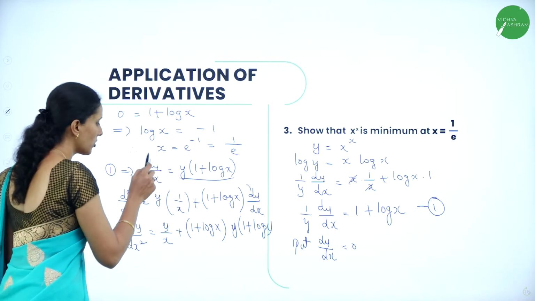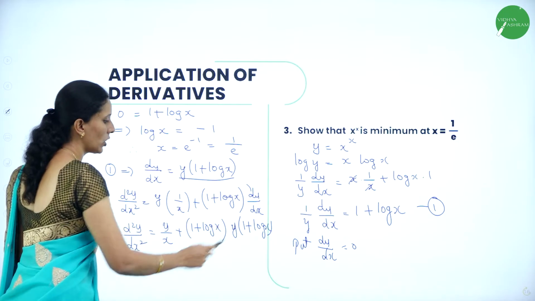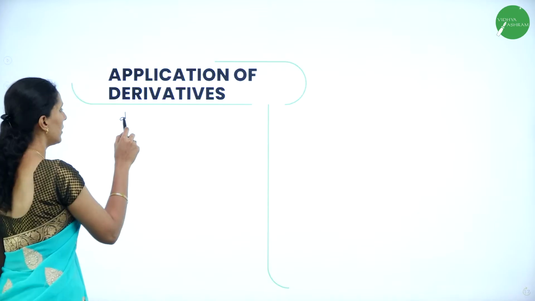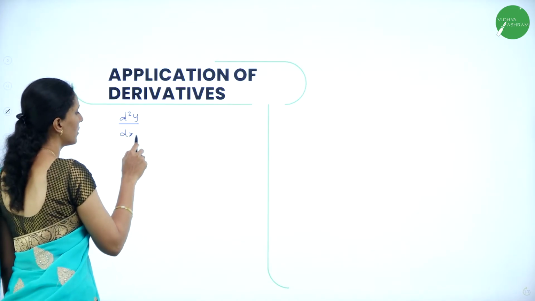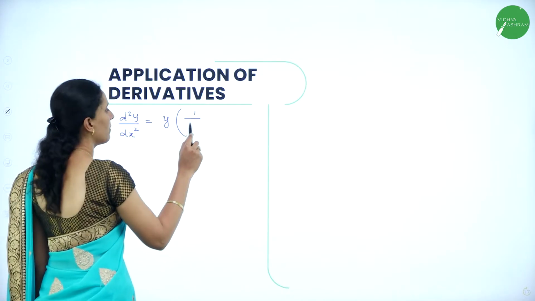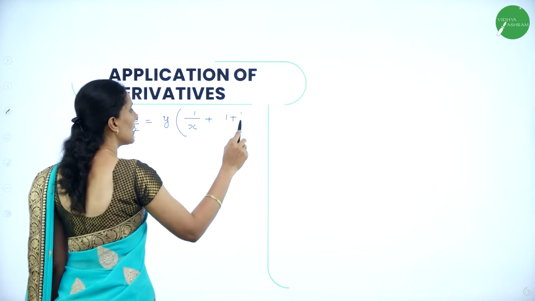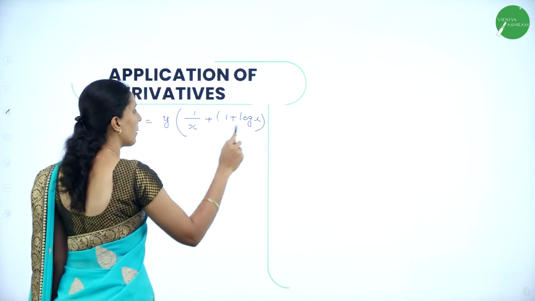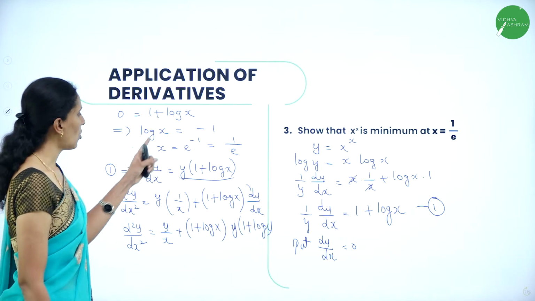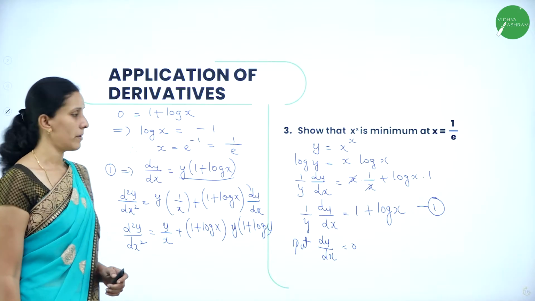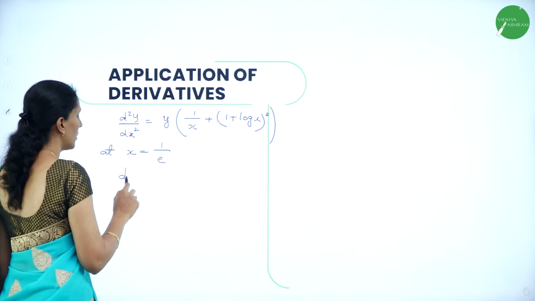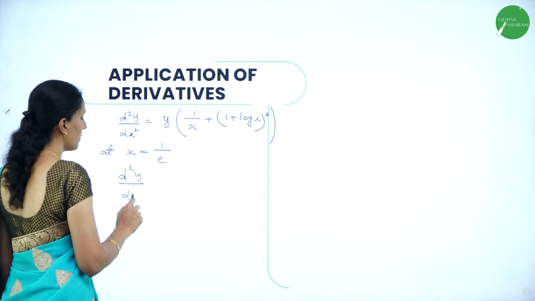So from the above observation, I can replace dy by dx as y into 1 plus log x. So the common factor is y. Therefore, d square y by dx square is equal to y into, so here you will get it as 1 by x plus 1 plus log x whole square. Now let's see at the point x is equal to 1 by e, because solving for x we got it as 1 by e. At x is equal to 1 by e, d square y by dx square.